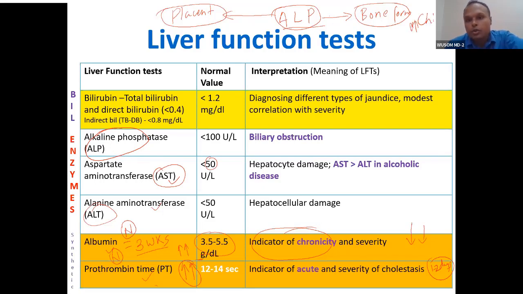So what I mean to say is, ALP is present in bone, and ALP is present in the placenta, from where it also comes into the blood. And in diseased conditions, ALP comes from the liver also. So how do you define whether this ALP is from liver, bone or placenta? There is a simple test you can do to find out.